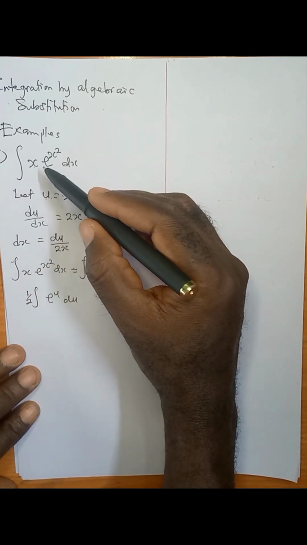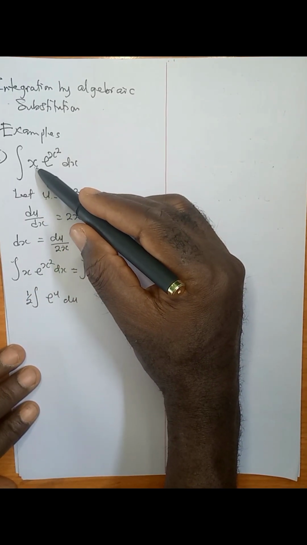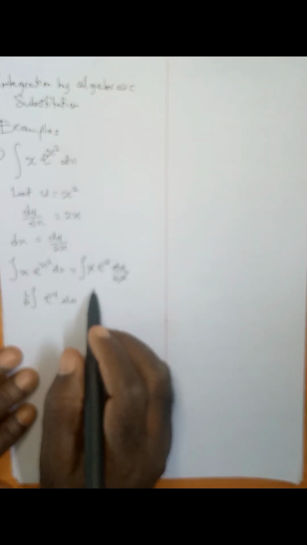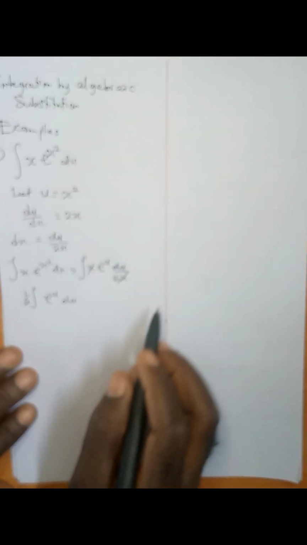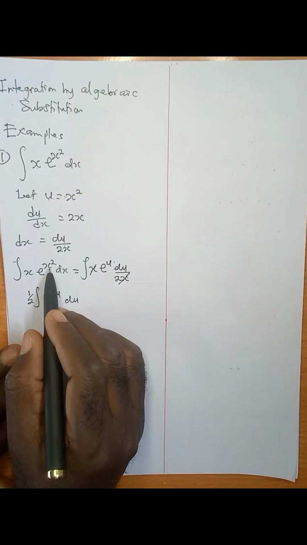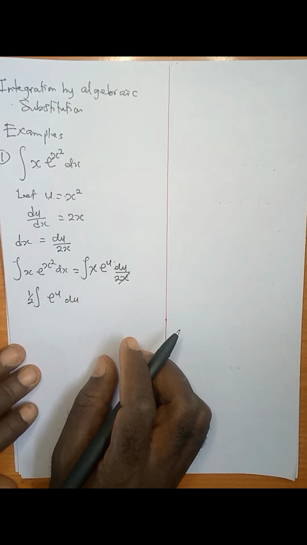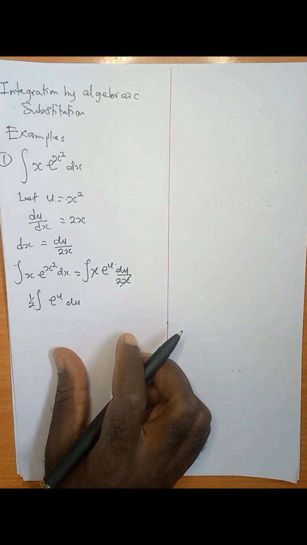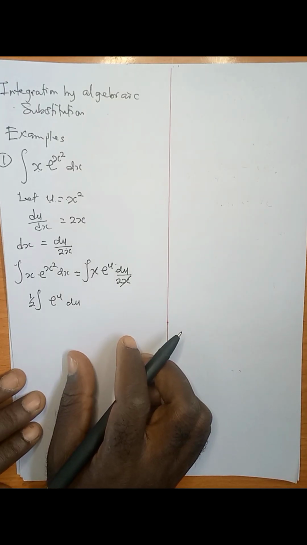Assuming you make u equal to x, we differentiate it, it will give us 1. We will not be able to eliminate this x squared here. For that reason, we will not be able to proceed in our integration.